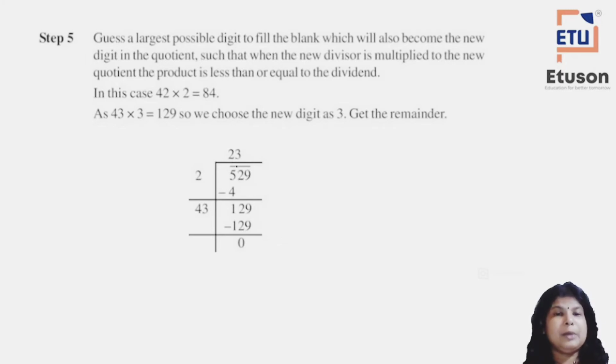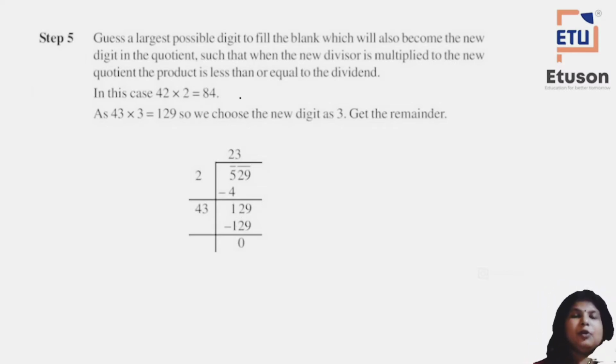And it will be multiplied with the number, and the value should be less than or equal to your new dividend, which is 129 in our case. So as you can see, if we could have taken 42, that means 2 we could have placed, we had to multiply 2 in that case. So 42 into 2 would have been 84, which is of course less than 129. But you have to check the number closer to 129.